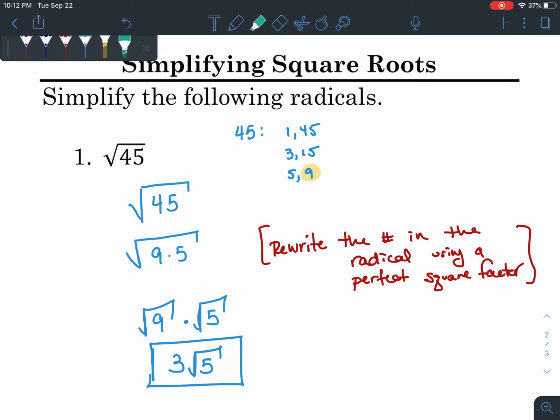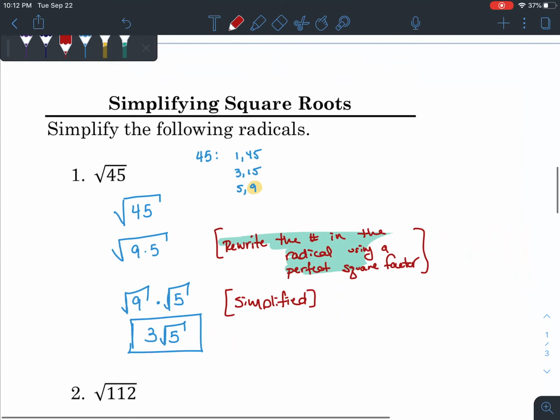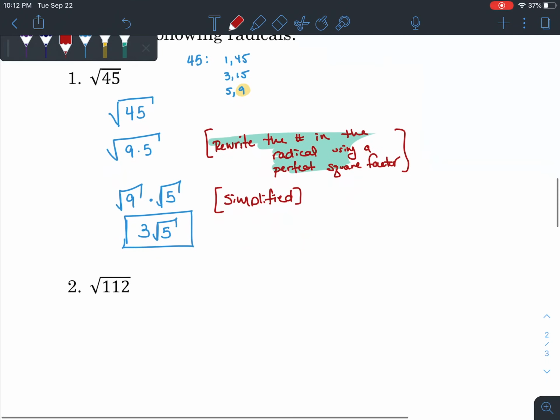So we rewrote the number in the radical using the perfect square factor, which was 9 in this case. Then we simplified further. And that's it. Let's try another one together. 112.